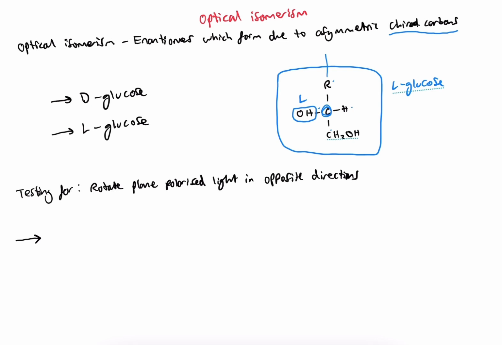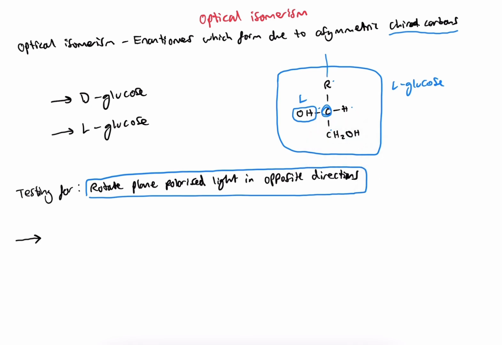And the interesting thing that we get in optical isomerism is the diversion of plane polarized light when we shine it through the molecule. So the way we test for an optical isomer is exactly this here: its ability to rotate plane polarized light in opposite directions. This is a key definition we need to know. Very, very key.